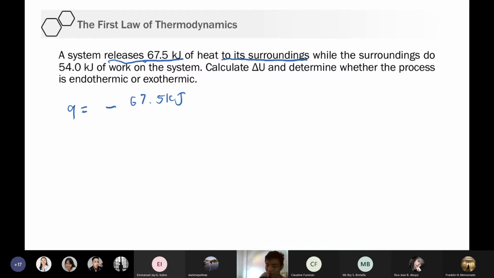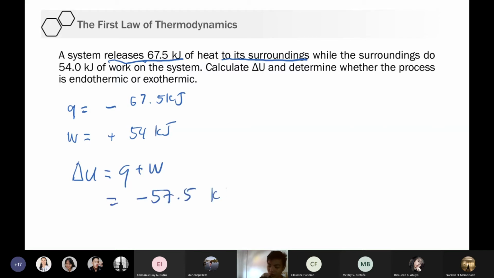Okay? So, it did something on the system. So, yung positive yun. Okay? So, yan. So, calculate delta U and determine whether that's endothermic or exothermic. So, basically, pag-add mo lang yan, delta U equals Q plus W, negative 67.5 kilojoules plus 54 kilojoules. Sorry, 67 pala yun. Ayusin ko nga. 67.5, 54 kilojoules.